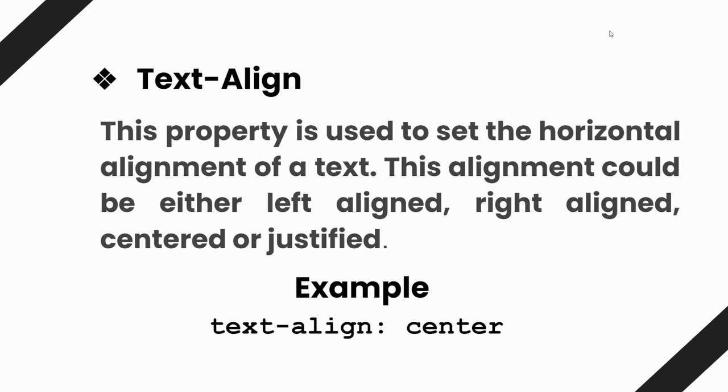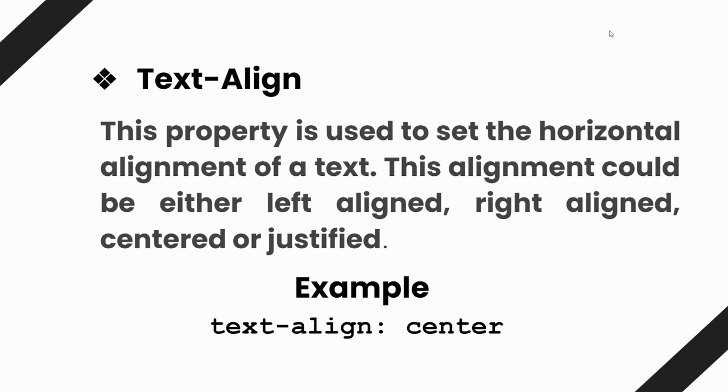So first we have the text align property. This property is used to set the horizontal alignment of a text. With this property, you could set the alignment to be either on the left side or the right side or centered. By default, the text align for most properties is usually on the left. But with this property, you can actually change the alignment of the text. If you want it to be centered, you can make it centered. And also if you want it to be on the right side of the screen, this property would enable that for you.